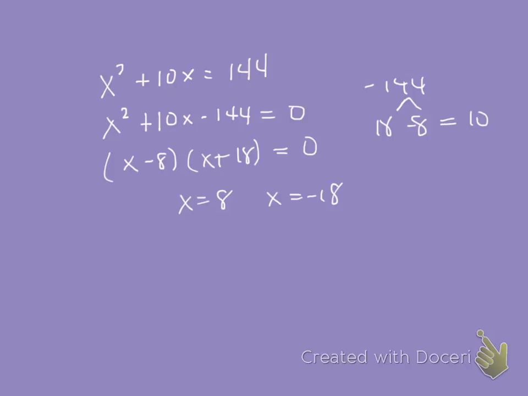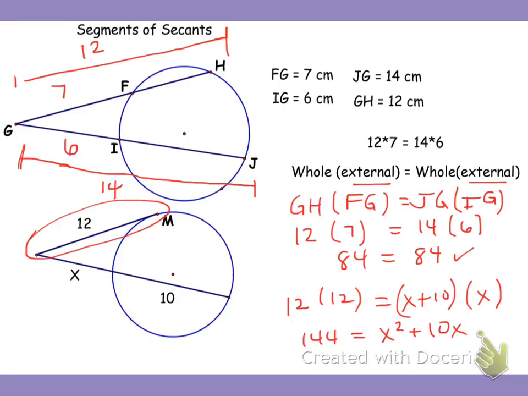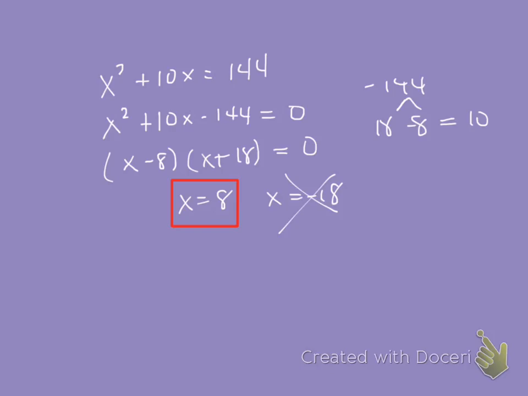Now, why is negative 18 not a solution? Well, that's because when I go back in here, if I was to plug negative 18 into the x value, that's going to make the secant a negative length. You cannot have a negative length, so that doesn't work. So that's why our answer is only x equals 8. And that's pretty much it.